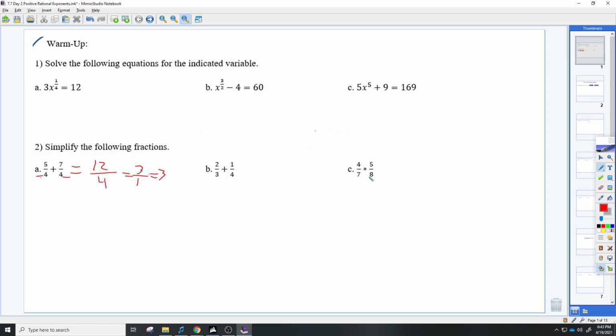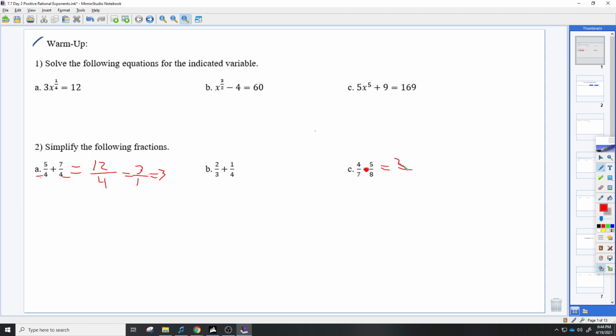Now, if you go to part C over here in the warm-up, this has multiplication. That's actually way easier than adding or subtracting. It doesn't matter if you have the same denominator. So if they're different, it doesn't matter. Multiplication is very nice and easy. You just go across the top, across the bottom, and do multiplication.